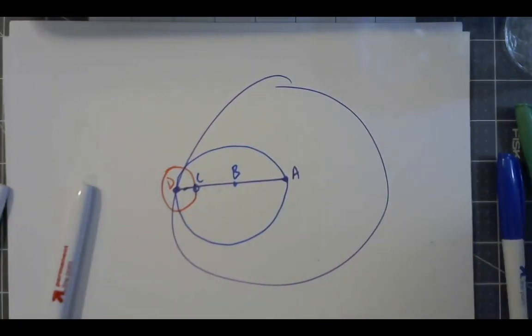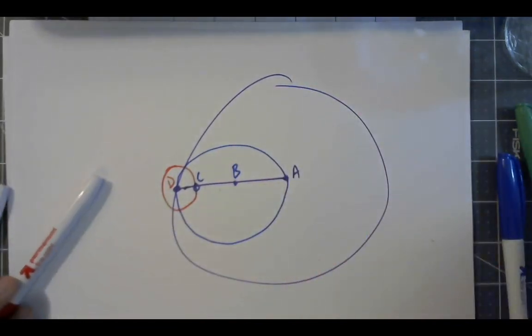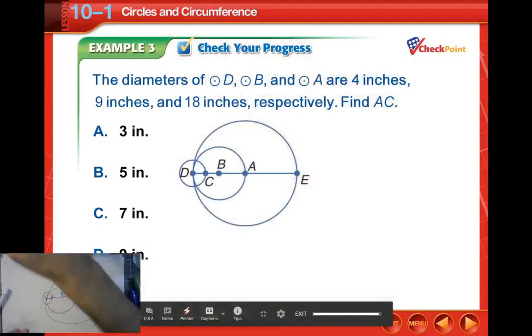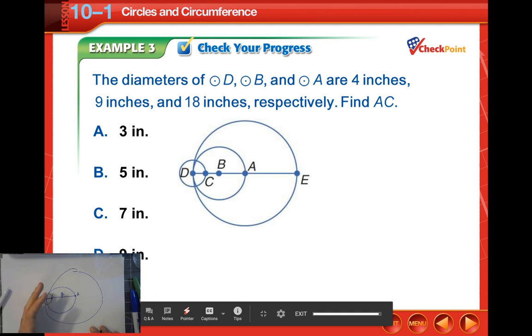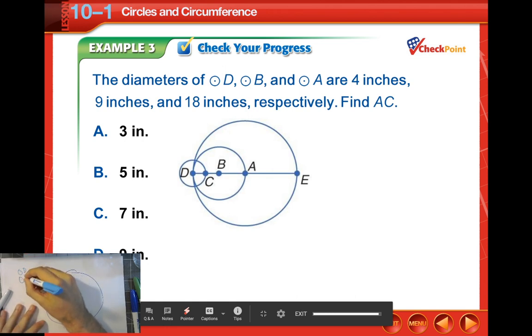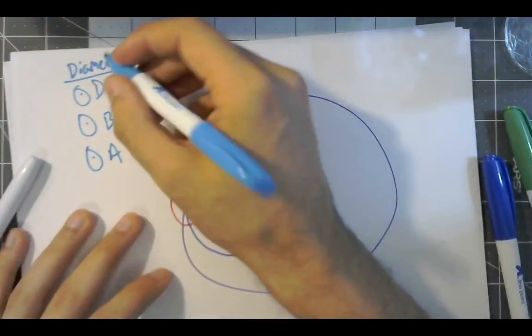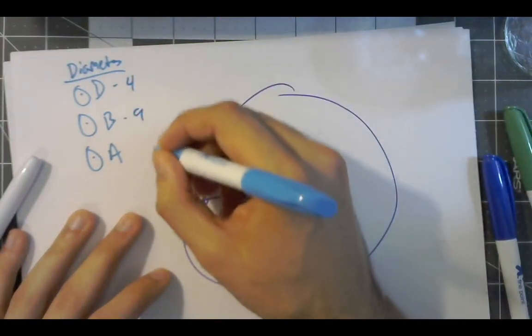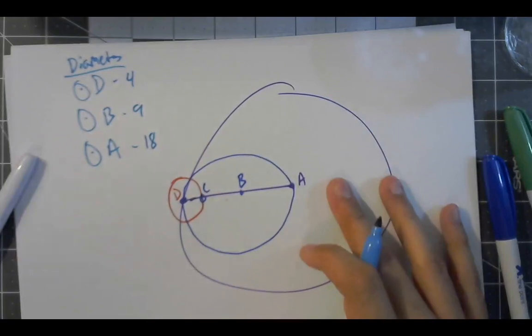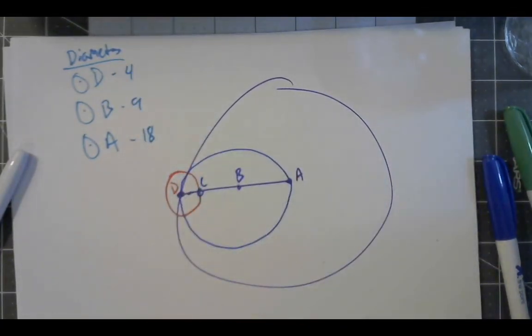We have a couple things told to us. We're given this diagram, but we're also given other pieces of information. So let's see what our other pieces of information are. Well, we're given that D, B, and A are 4, 9, and 18 inches respectively. So the diameter of D, diameter of B, and the diameter of A are 4, 9, 18 respectively. So what that means is 4 matches with D, 9 matches with B, and 18 matches with A. I actually don't need all of these, but it's good that I have them.